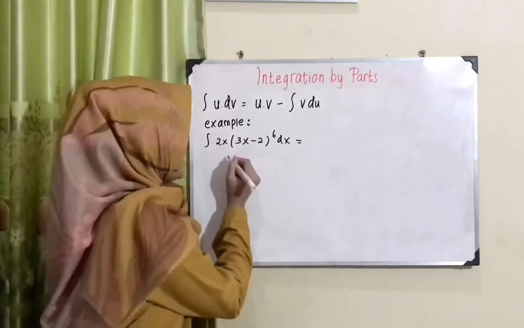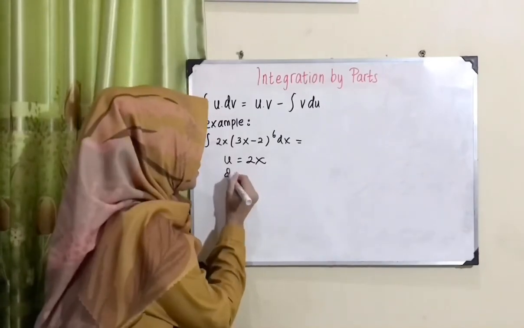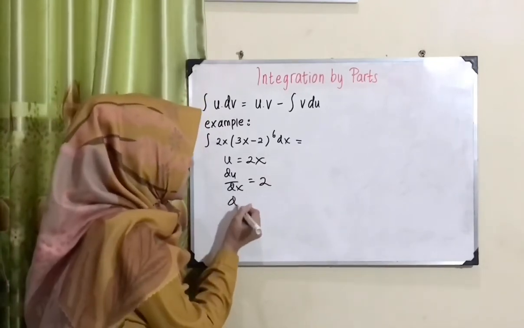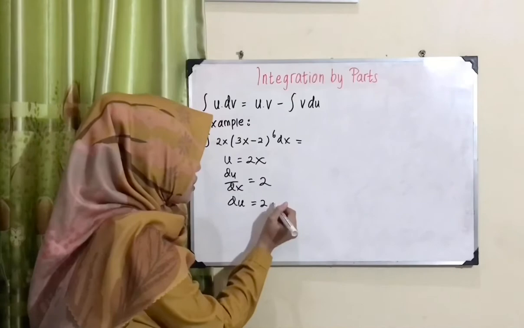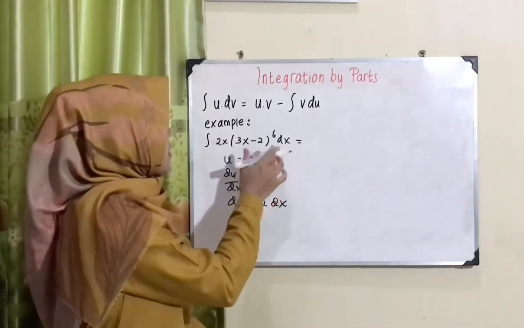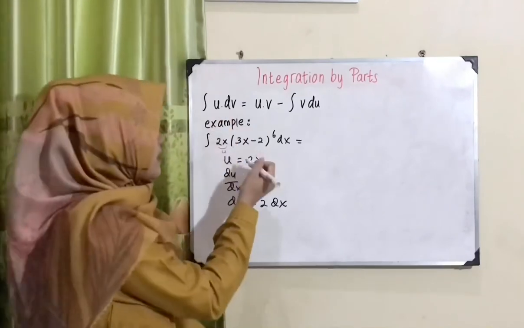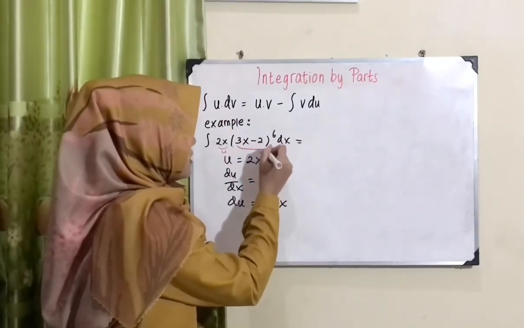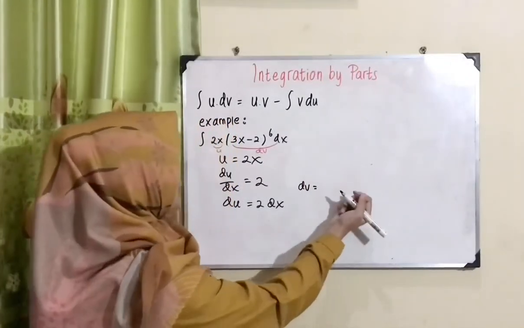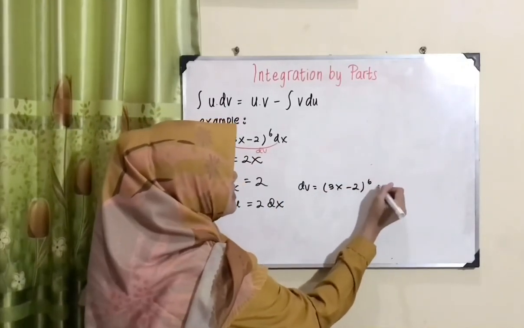Okay, first, let u be equal to 2x. So the derivative of u, du over dx, is equal to 2. So we can write du is equal to 2 dx. Okay, you can see this function. If we let u be 2x, then dv is this part. We can write dv is equal to (3x minus 2) to the power of 6 dx.